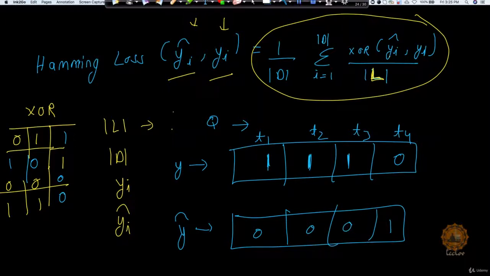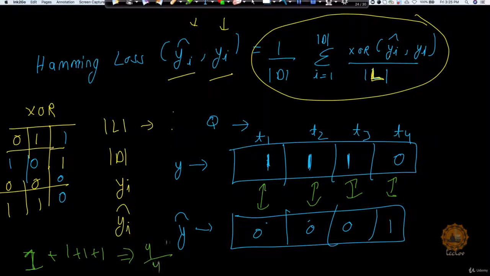Now if you compute the XOR value of theirs, it's going to be 1, right? For the first part it's going to be 1, after that it's again 1 here, this is also 1, this is also 1. So if you count it, 1 plus 1 plus 1 plus 1 is going to be 4. Now how many total values do I have? 4. So 4 divided by 4 is going to be 1, right?